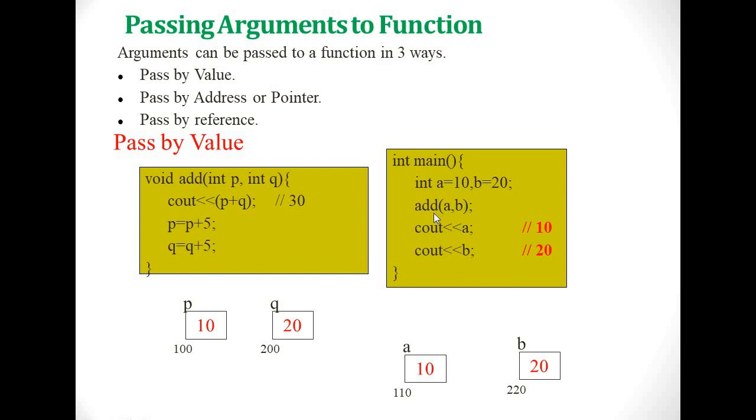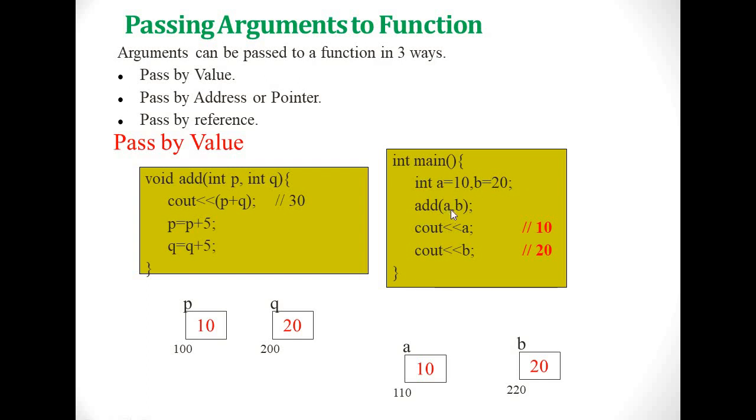This C++ is the bottom-up approach, bottom to top approach. So the main function will be executed first. In this main function we have the a value as 10 and then the b value as 20.